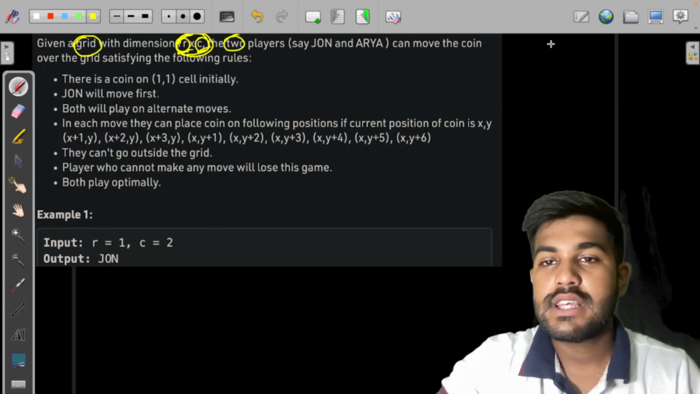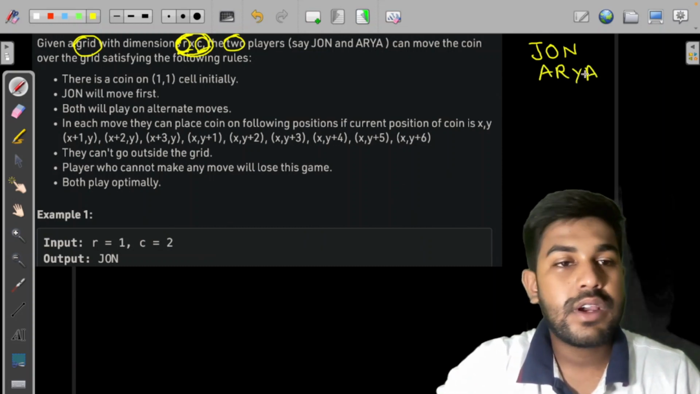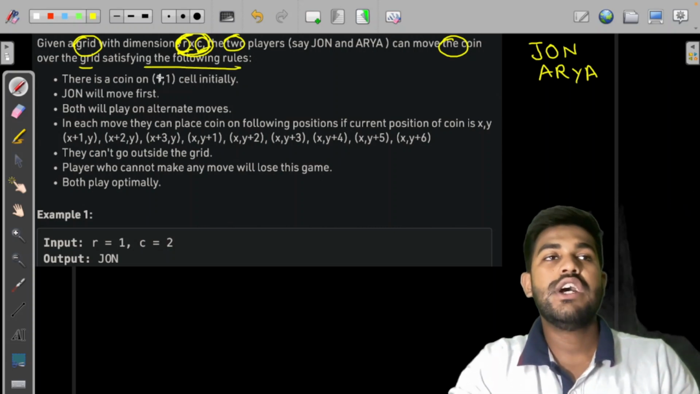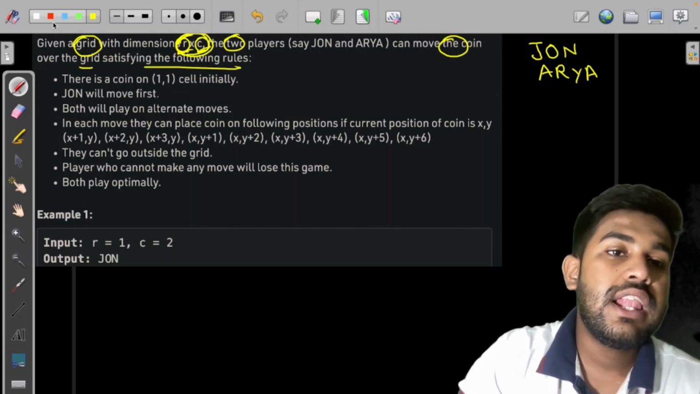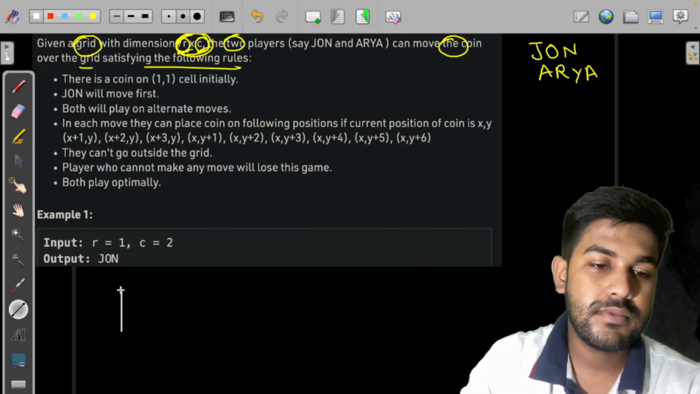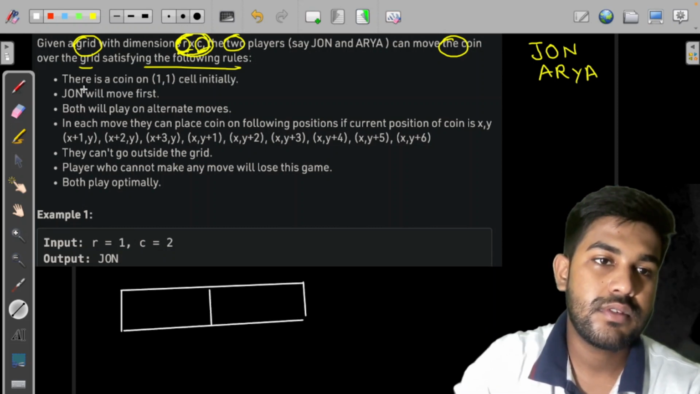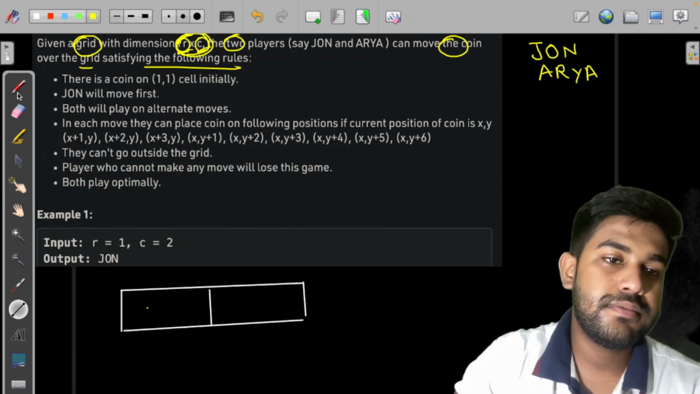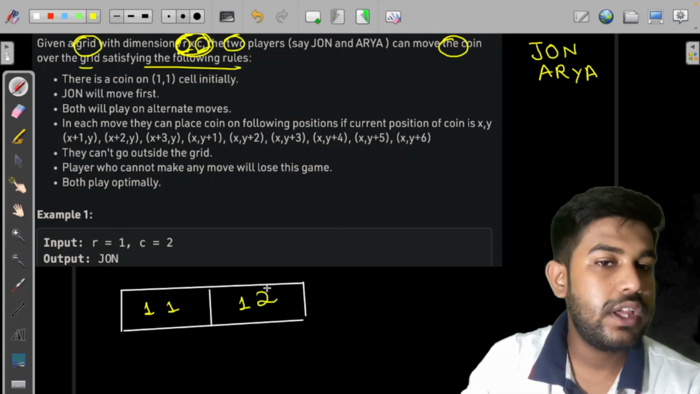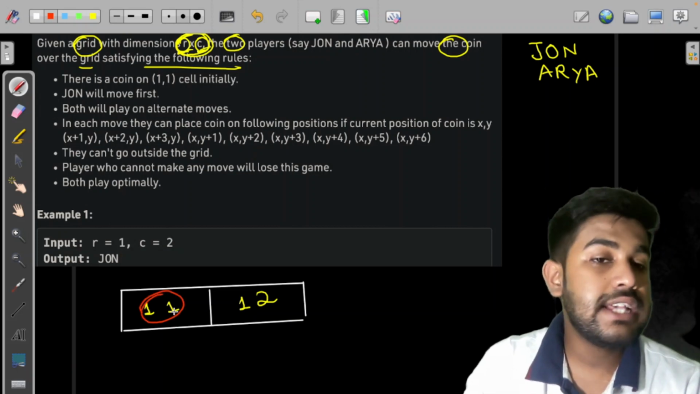Then there are two players. First is John and the next one is Arya. They can move the coin over the matrix satisfying the following rules. So let us see what the rules are. Let us draw a 1 cross 2 matrix. So this is 1 1, this is 1 2. Now there would be a coin and the starting point of that coin is 1 1.